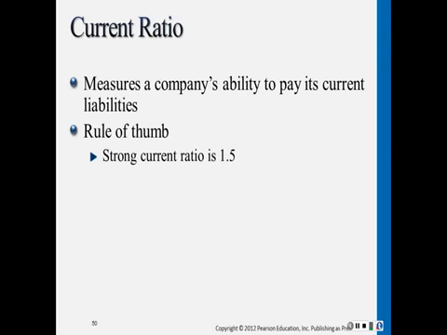pay its current debts. The rule of thumb states that a strong current ratio is 1.5, which indicates that the company has $1.50 of current assets for every $1 in current liabilities. A current ratio of 1.0 is considered low and somewhat risky.